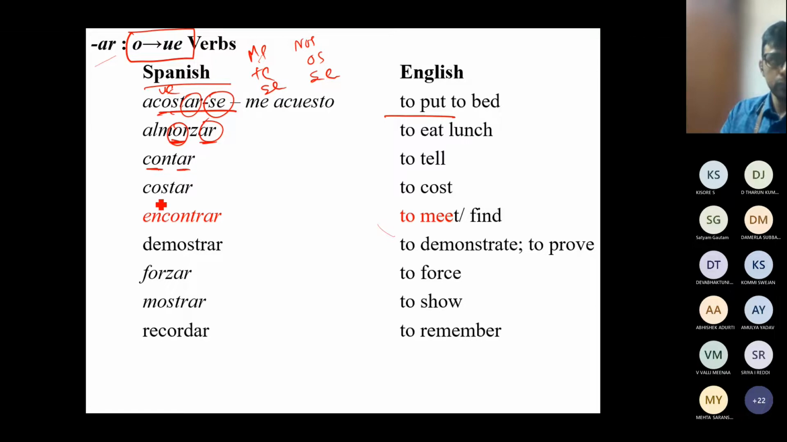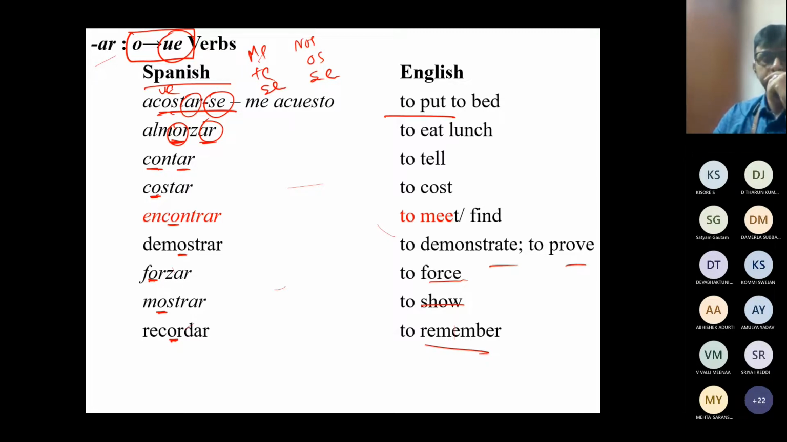Contar, costar, okay, encontrar, demostrar, forzar, mostrar again, and recordar. So wherever there was O in the stem, we will be changing that O to UE by following the boot rule. Okay, the meanings are already given. Costar is to cost, encontrar is to find or to meet, demostrar is to demonstrate or prove, forzar is to force, mostrar is to show, recordar is to remember.